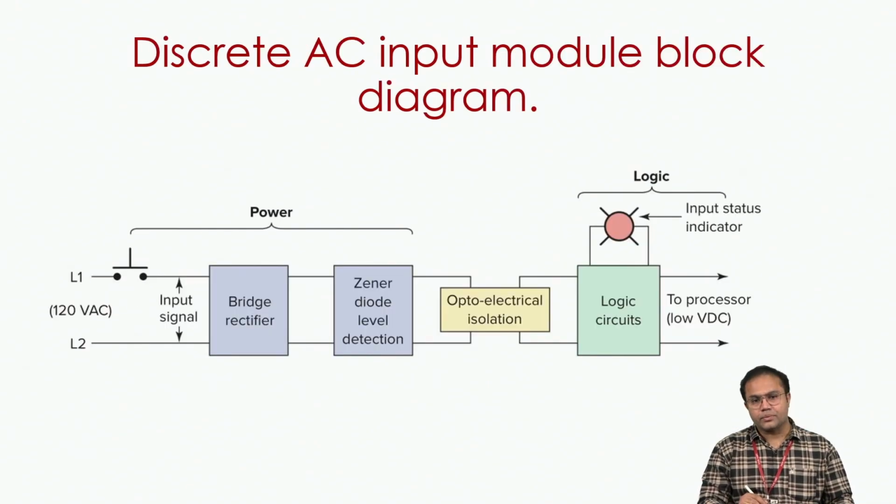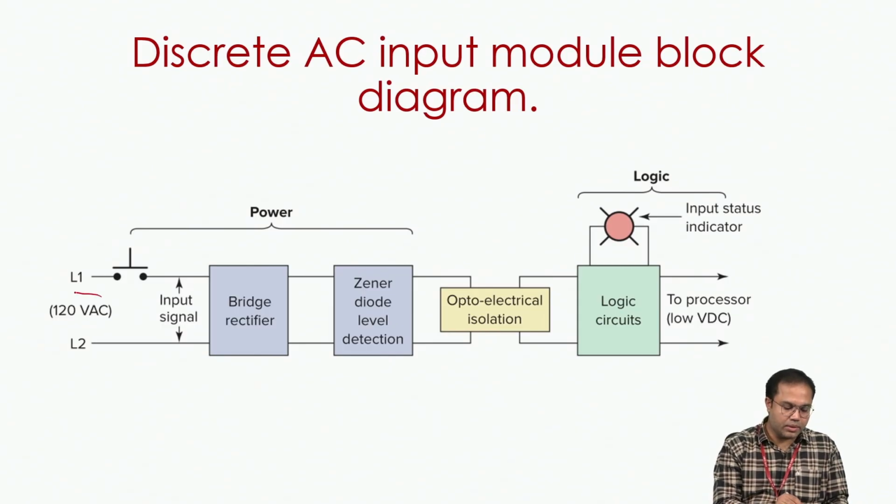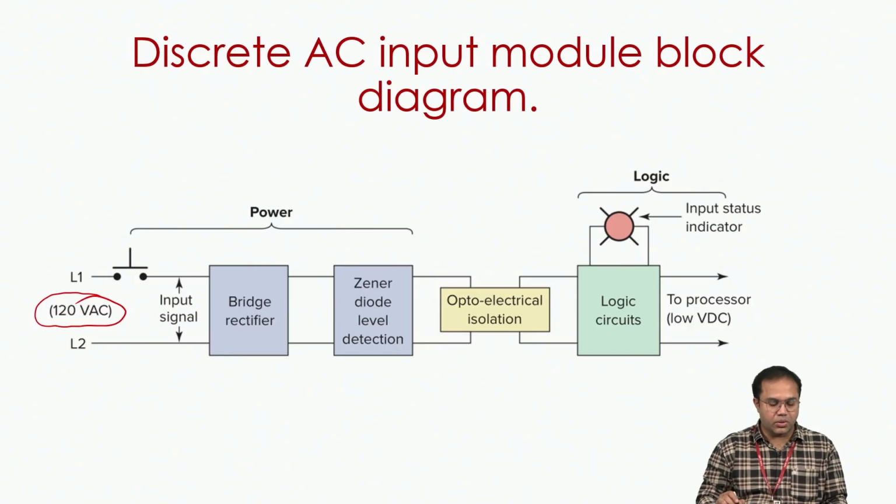Now, let's look into the discrete AC input module block diagram. Here is a diagram which represents how the AC input is going to be recognized by the module. You can see the supply is 120 volts AC, and this signal, before it goes into the input module, has to be converted into DC. For that we use this bridge rectifier. You all know that the bridge rectifier is used to convert AC to DC, right?